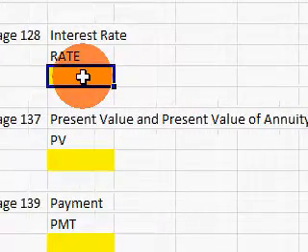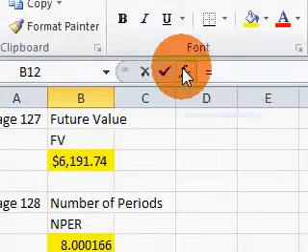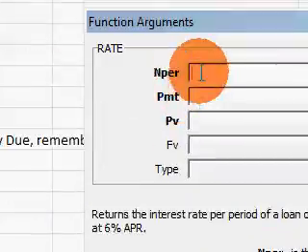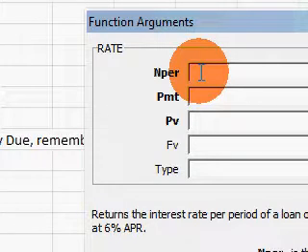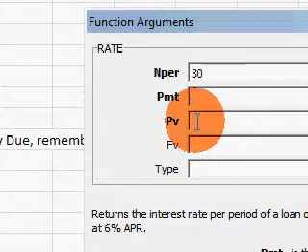Our next one on page 128 is the interest rate. What rate of return would we receive if we invested a certain amount of money and receive a future value amount? So I'm going to go to f of x, and we're going to find rate. So type in the letter R, takes us right to rate. I'm going to hit OK. Our number of periods in this case was 30 periods, or 30 years. There's no payment added to the account. We could leave it blank.